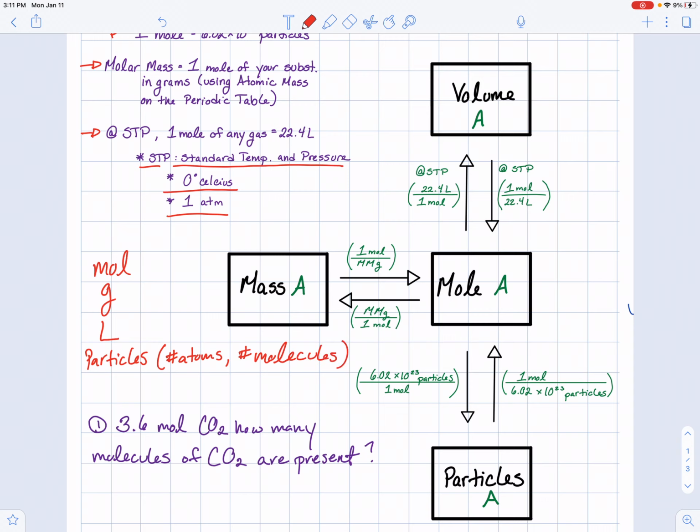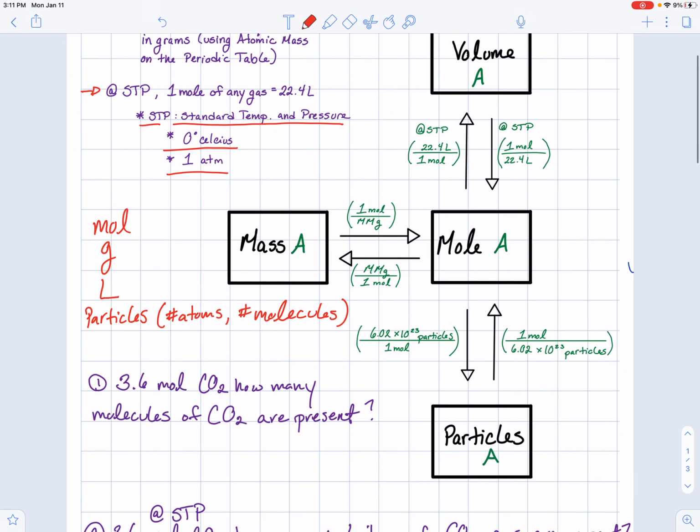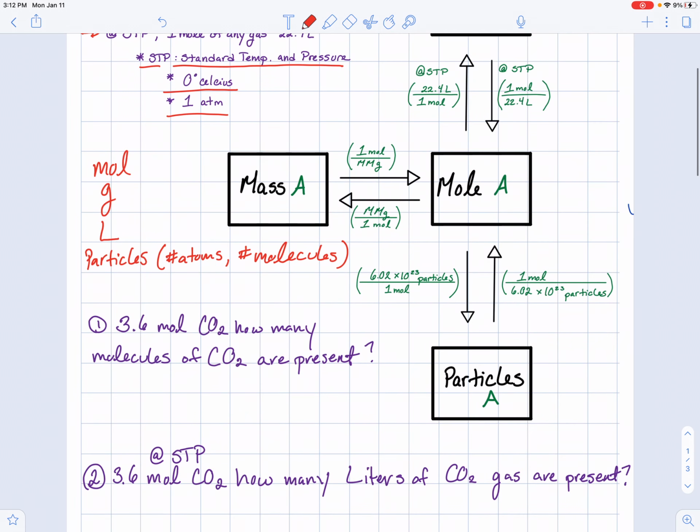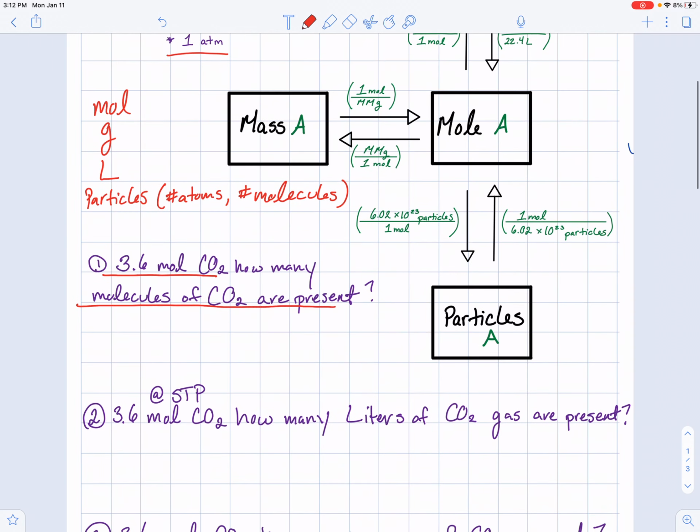Particles is just a really generic term for that. So I can move into one of 4 units. So I'm going to use dimensional analysis. I'm going to show you some examples of how we're going to use that to convert from one unit to another. So I'm starting here with 3.6 moles of CO2, and the question is how many molecules of CO2 are present. So I'm at 3.6 moles of CO2.